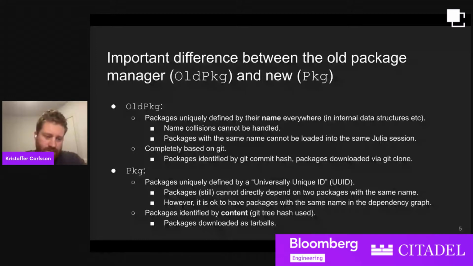In the new package manager, as those of you who went to the earlier Julia talk saw, we identify packages via UUID. A given package cannot directly depend on two packages with the same name, but it's okay to have packages with the same name in the dependency graph. And in this new package manager, we identify a version by its contents. We use a Git tree hash instead, which is a content-addressable hash. And we download packages as tarballs now.